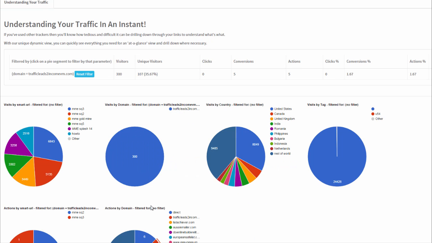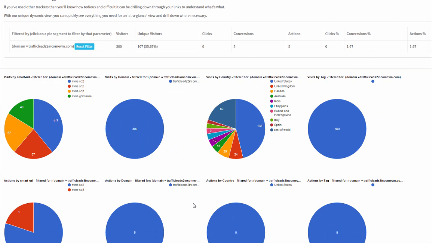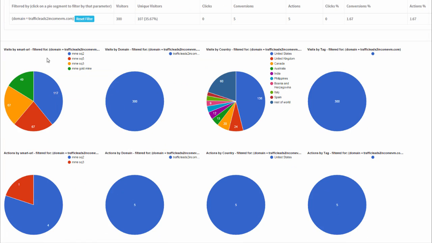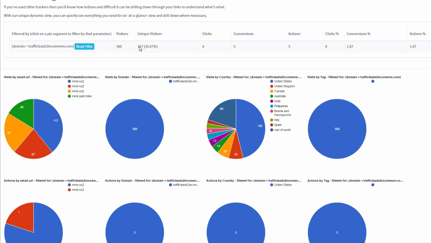and now all of our graphs will get reloaded, but this time you can see that they're all filtered for the domain that we clicked on. And also at the top you can see now that for all the data that we've had 300 visitors from this domain. So we've drilled down into just looking at traffic from this domain. You can see we had 300 visitors, 35.7% unique visitors, and we've had 5 conversions from this domain.